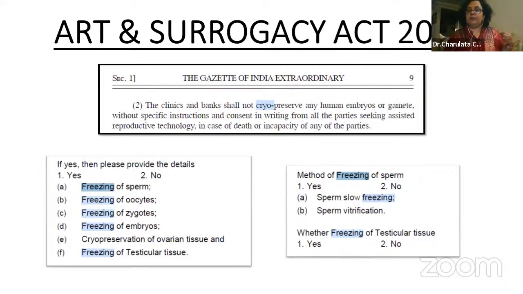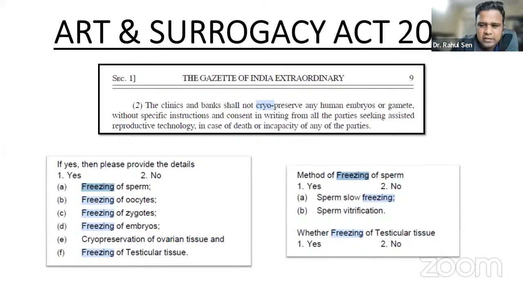In that, one point has been eliminated, that you cannot donate that embryo to anyone. Either you perish it, or you give it for research purposes, or let your partner decide. So that's what the new act says. And what was the next question, Rahul?